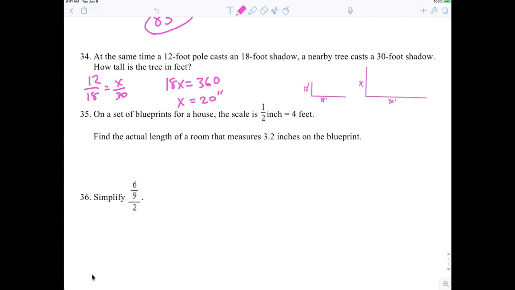How do you get 20 feet? 360 divided by 18. Do that on your calculator. 360 divided by 18. You good? Yes, sir.